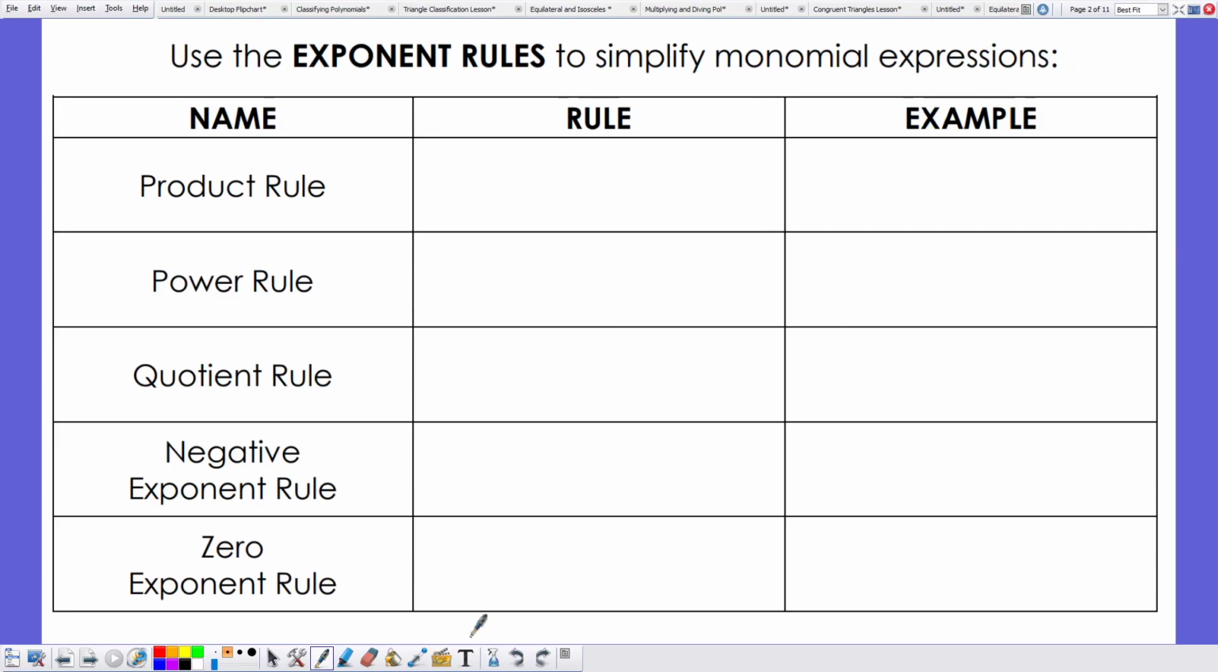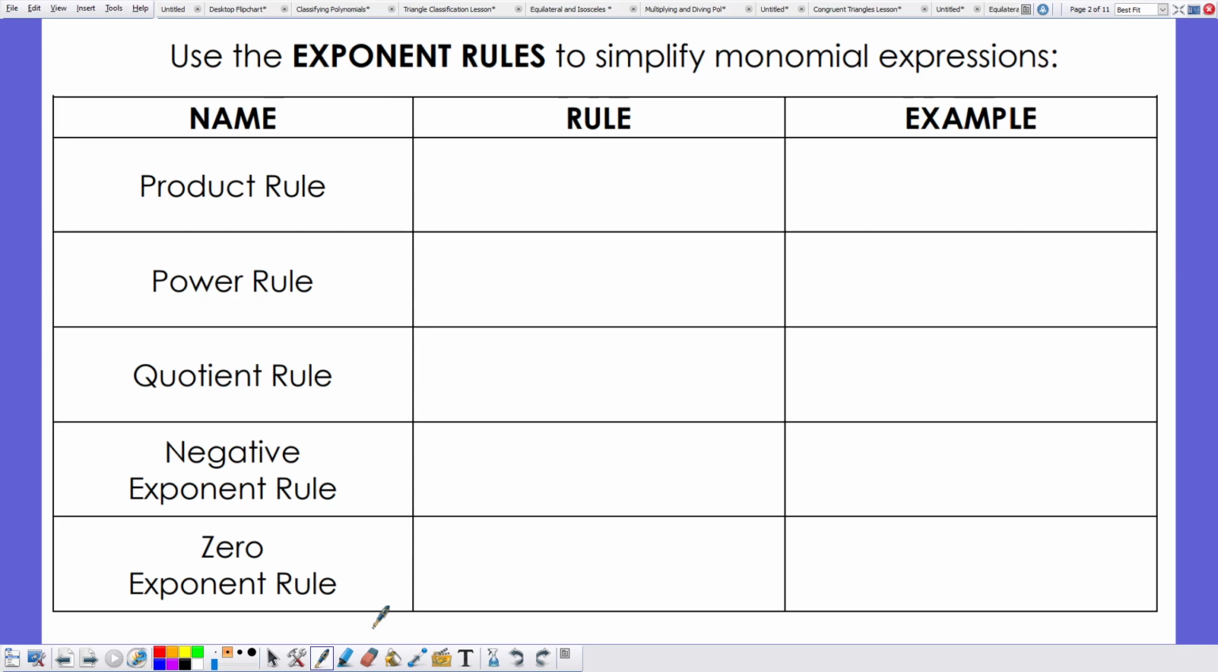Hello everyone. So this lesson involves learning about exponent rules. The exponent rules are fairly simple to follow. The trick is having to memorize them. But once we understand them, memorizing doesn't take so much work. So let's start with the product rule.